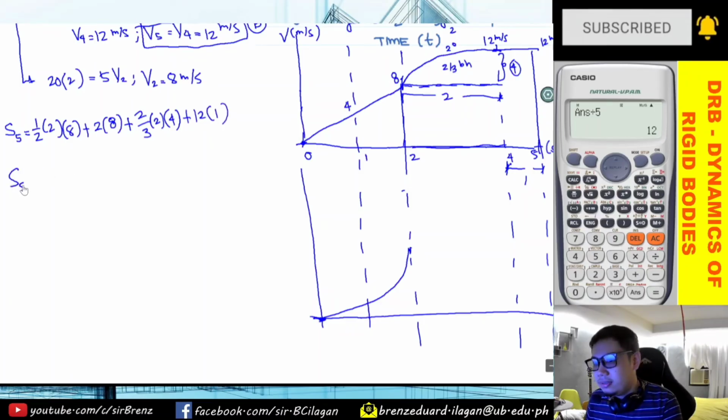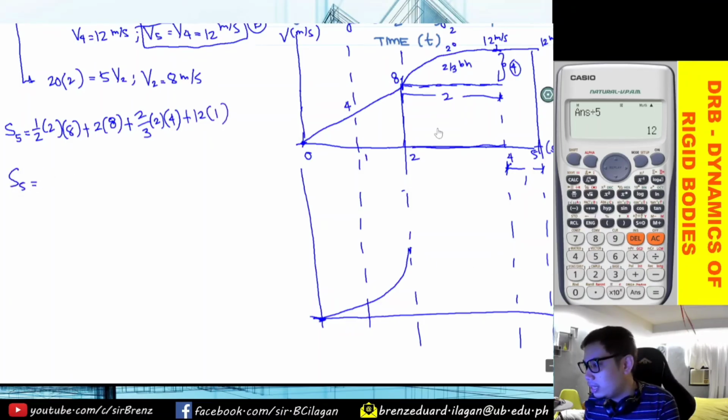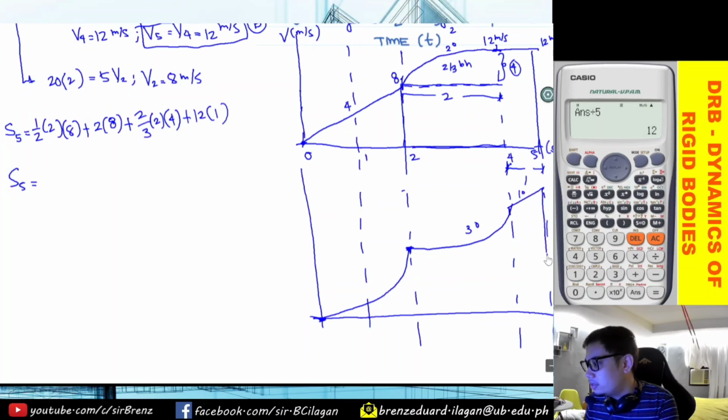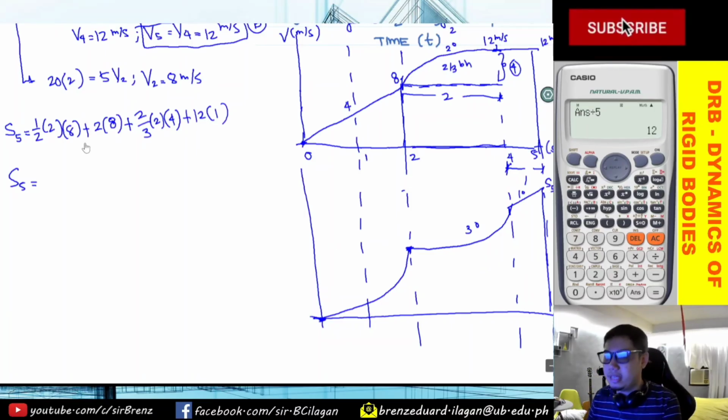Alright, so what is the distance traveled after 5 seconds? So ano ba yan? Minimum, maximum. So coming from second degree, magiging third degree. And then, ayan. So this is first degree. So, ito yung S5 natin, or the distance traveled after 5 seconds.